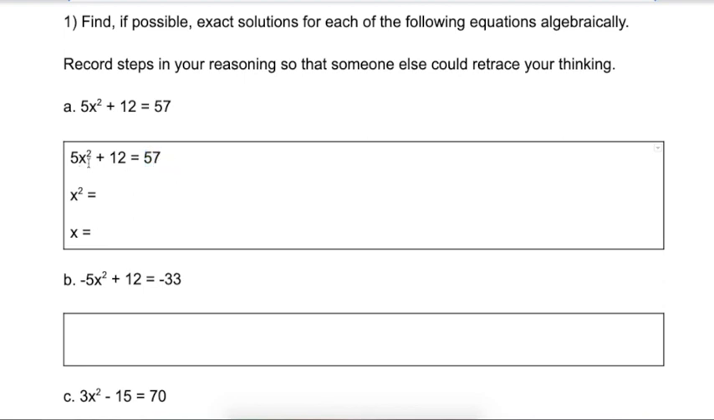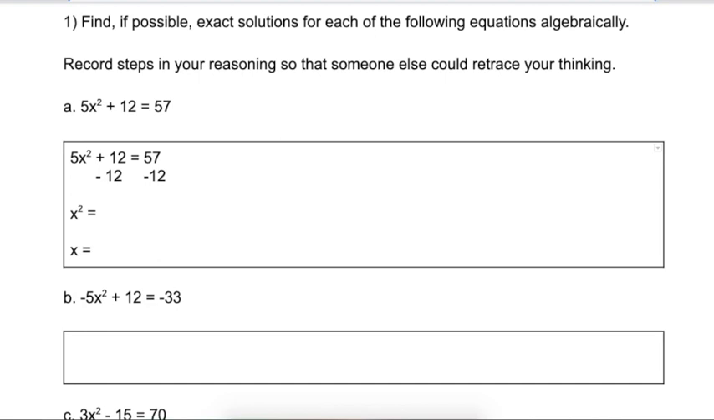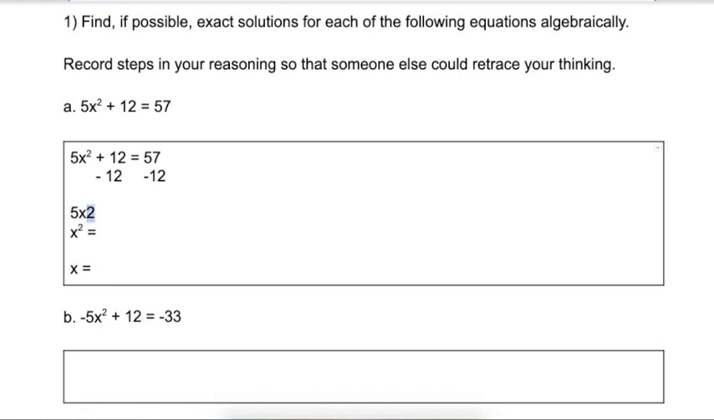So in order to get the x squared by itself, first I have to get rid of this plus 12. I, of course, am going to do that by subtracting 12 from both sides, which is going to leave me with just the 5x squared on this side. So I'm going to have 5x squared equals, and let's see, what's 57 minus 12? I believe that is 45, right?